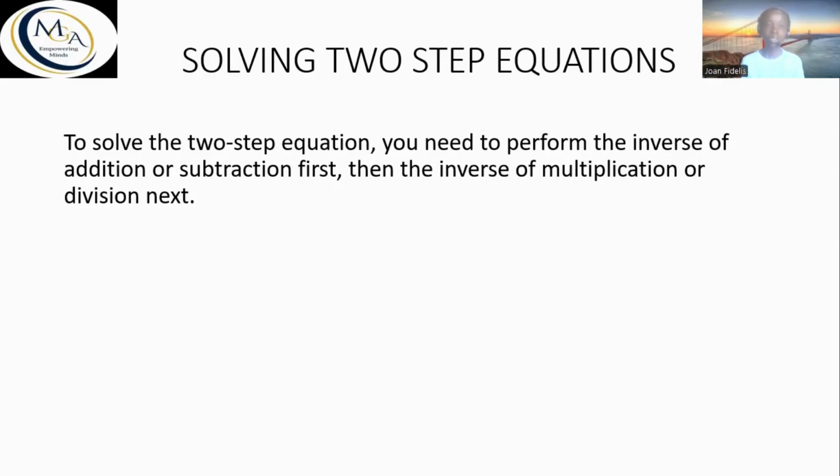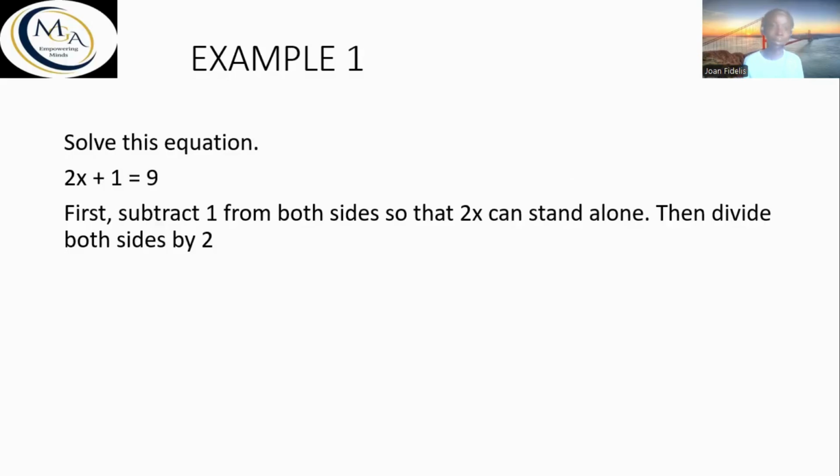To solve a 2-step equation, like I said earlier, it's solved in 2 steps. The first step is to perform the inverse of addition or subtraction. Then the second step is to perform the inverse of multiplication or division. That's the basic, easy way to solve a 2-step equation. In the first step, we perform the inverse of addition or subtraction depending on our equation. And then in the next step, we perform the inverse of multiplication or division. Okay, so let's solve an example.